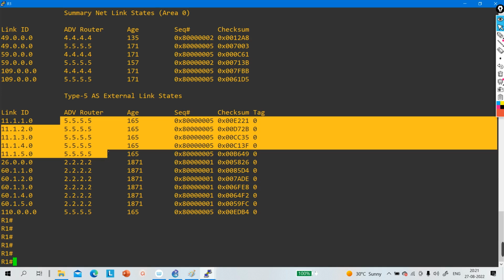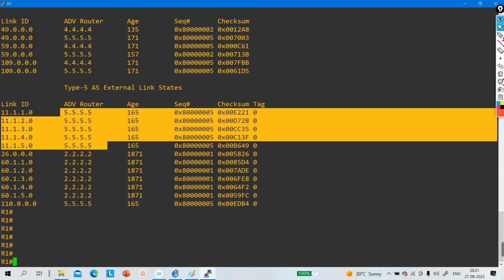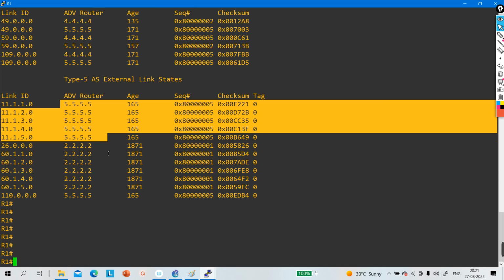No, the actual forwarder is who? Which router is advertising these prefixes? The actual advertiser is router number 10. Am I right? Router number 10 is the actual advertiser. So how will router 1 come to know about the actual advertiser? It will open the database in detail, external.